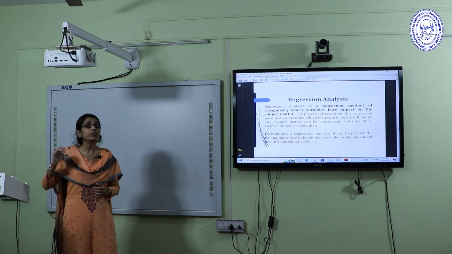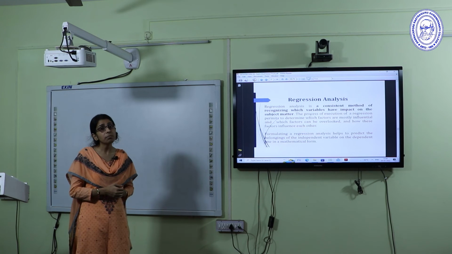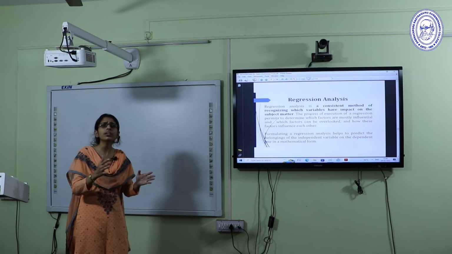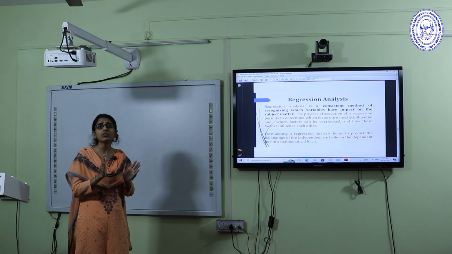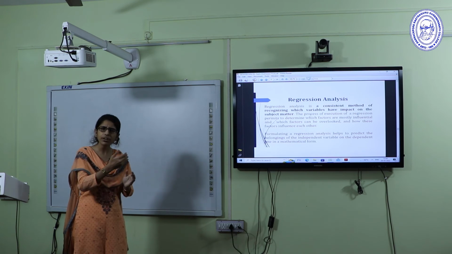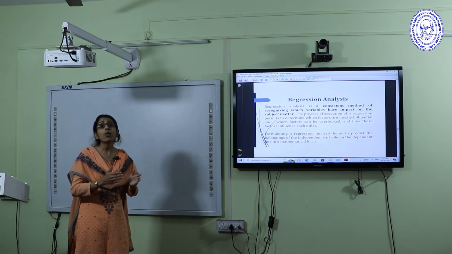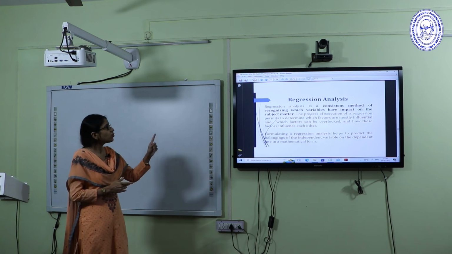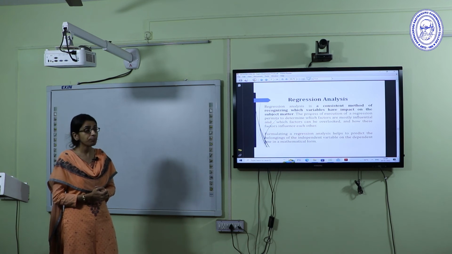Now we come to the regression analysis with a special emphasis on the simple linear regression model, which is very applicable in different kinds of data sets, in our geographical studies and in different types of research works. There are different types of regression analysis, but within them the simple linear regression model has a wide use. So first of all, we should know what regression actually means.